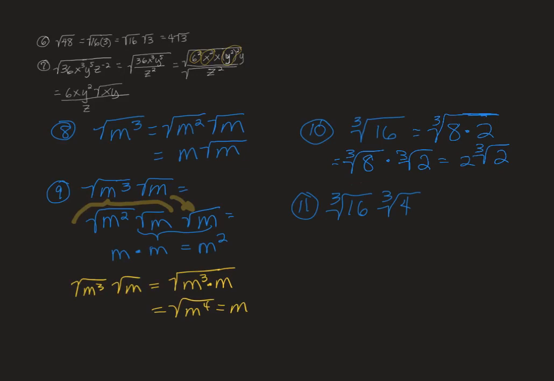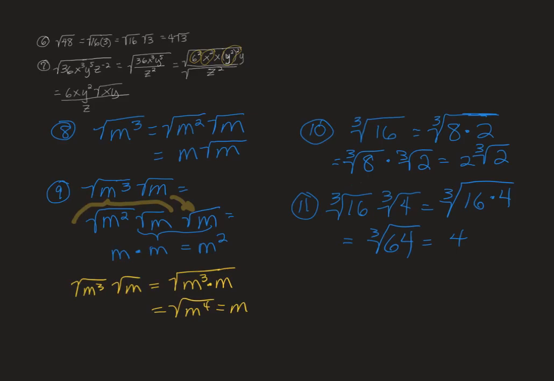If we started at a different place, if we started with the cubed root of 16 multiplied by the cubed root of 4, if that was our original problem, we could look at it like this: the cubed root of 16 times 4, which gives us the cubed root of 64. And the cubed root of 64 is 4. 4 times 4 is 16, times 4 is 64.